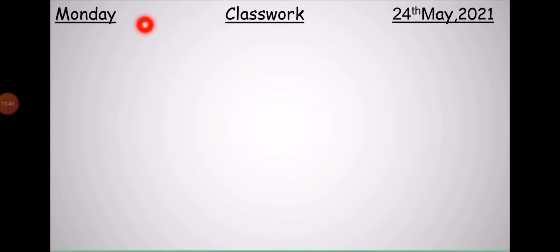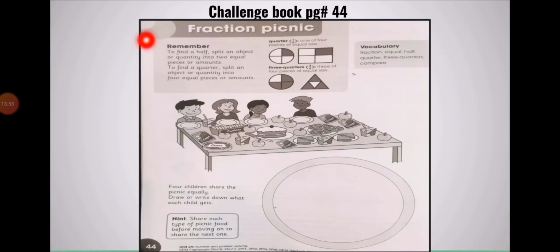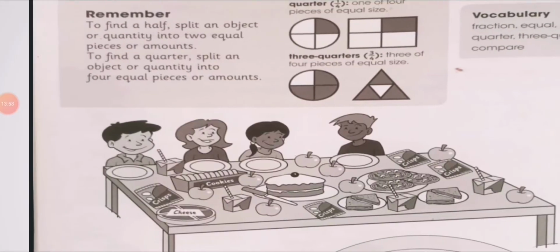Now, our day and date slide. On Monday, extreme left top, in the center classwork, on the extreme right top, 24th May, 2021. Now, this is your day and date. Now, your challenge book page number, you write your day and date on the challenge book. The topic is fraction picnic.